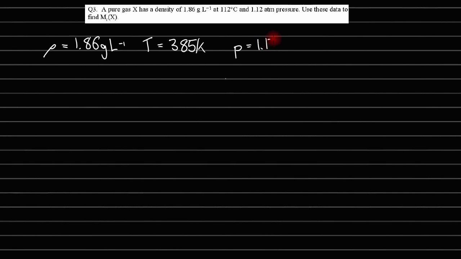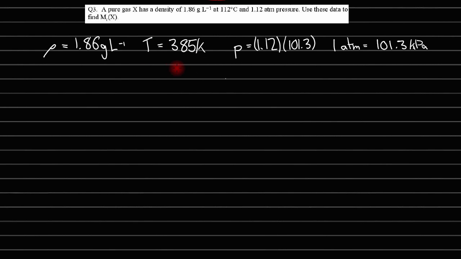Or 1.12 atmospheres is equal to 1.12 times 1 atmosphere. And 1 atmosphere is equal to approximately 101.3 kilopascals. So we can say then the pressure in kilopascals is 1.12 times 101.3, and we can leave that as it is for now anyway. And we have to find the molar mass.